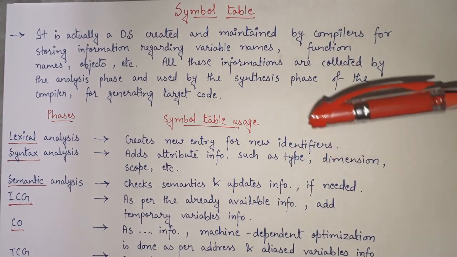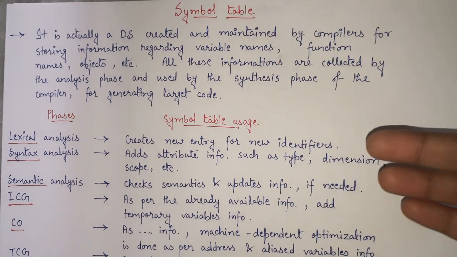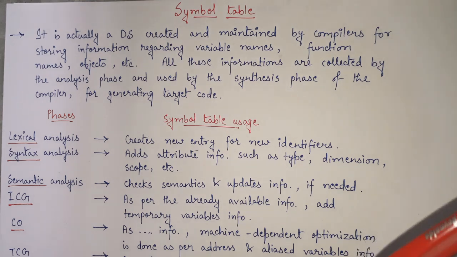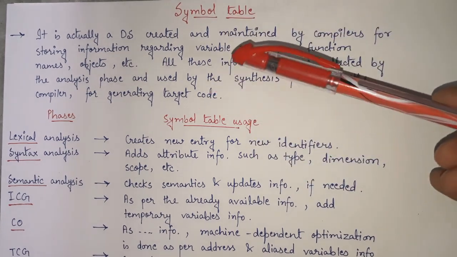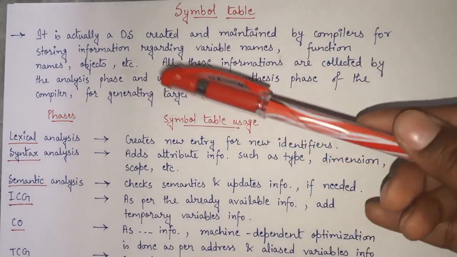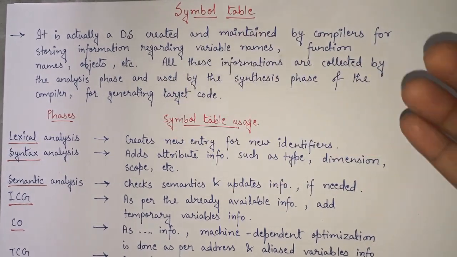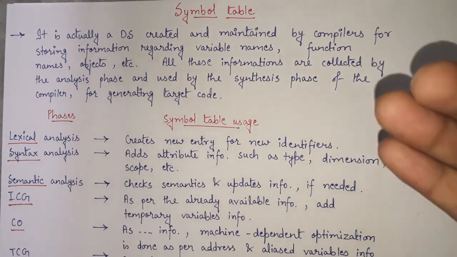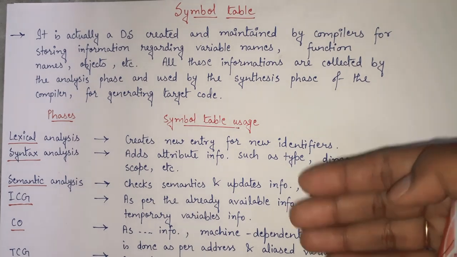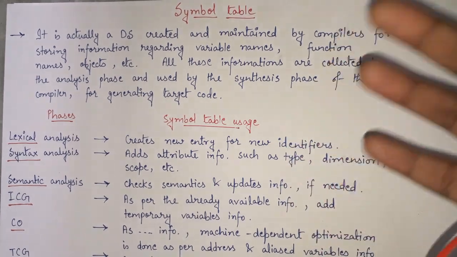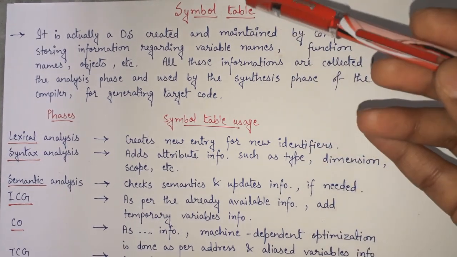right? So what symbol table is, it is actually a data structure, right? It is a data structure that is created as well as maintained by the compilers only. And what are the different information stored in this symbol table? Variable names, function names, objects, etc. This information regarding the code is stored in symbol table. So you can say that it is a data structure storing the information that will be used by compilers later on, meaning that information is filled by the compiler only and may be used in future by the compiler itself. So it is a data structure that the compiler maintains for its own benefit.